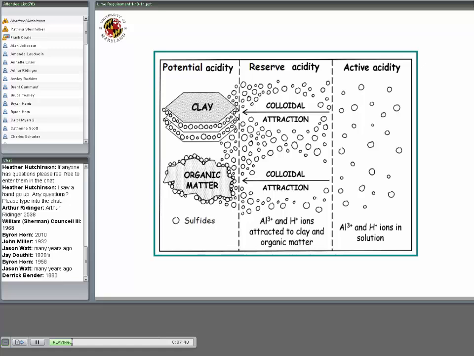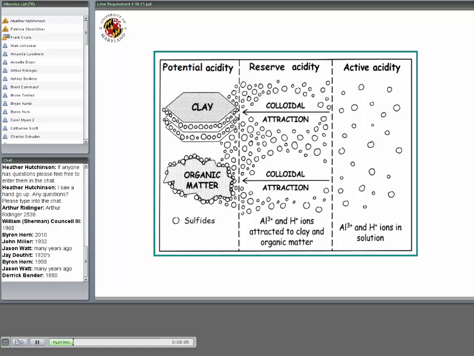So the reserve acidity is the storehouse. And that's essentially what we're trying to get a handle on quantitatively when we come up with a procedure or a soil test for lime requirement. We know what the active acidity is. The real question is how much reserve acidity is there that we need to impact on to make a long-term impact on your soil pH or your active acidity.